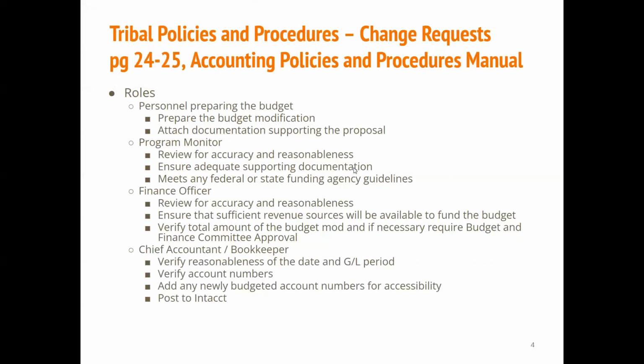So the general part from our policies and procedures from the accounting manual for budget mods is that there's 4 people involved in the requests. There's the personnel that prepares the budget. They attach documentation supporting their proposal for changes. There's a program monitor that reviews for accuracy, reasonableness, ensures adequate supporting documentation, and if this concerns a federal or state funding agency, that those guidelines are being met for the budget.